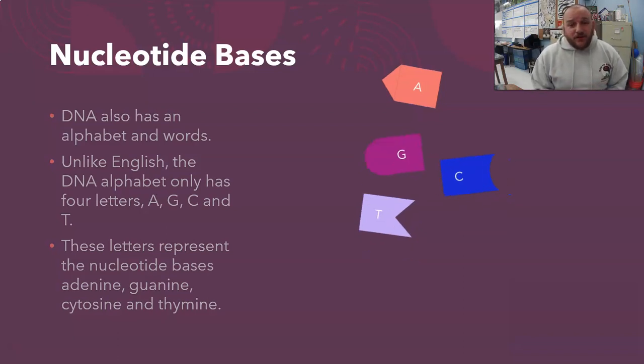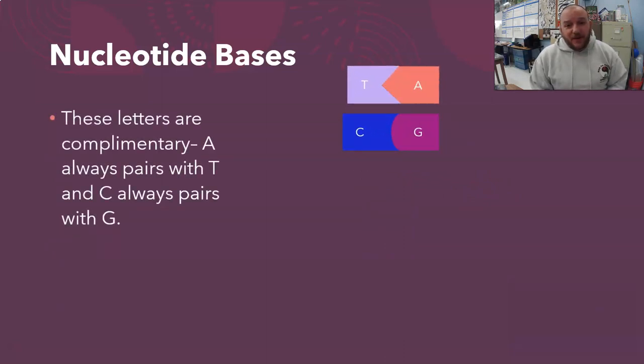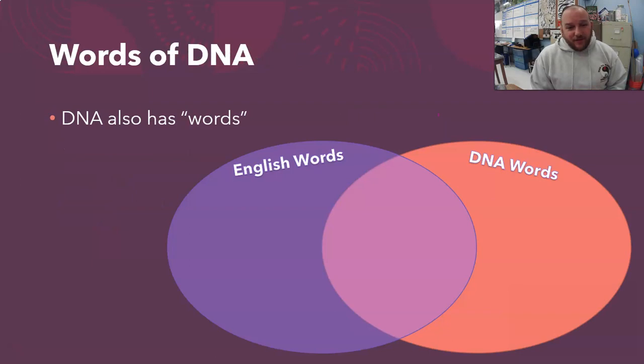That said, we also, of course, understand that there's this complementary base pairing. A always pairs with T, and C always pairs with G. This becomes important in reading DNA for making proteins, and also for DNA replication. But those are topics for another day. So with that, how do we read or understand the words of DNA? Well, let's try this Venn diagram to start.